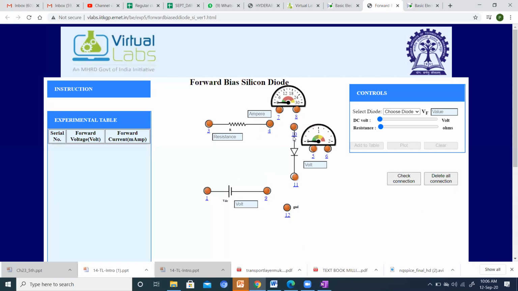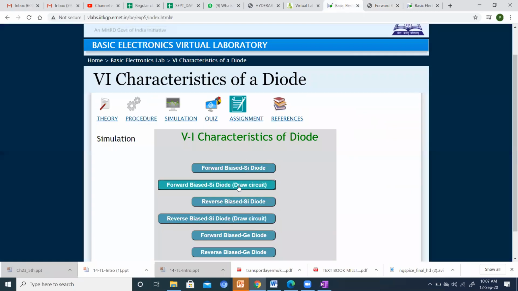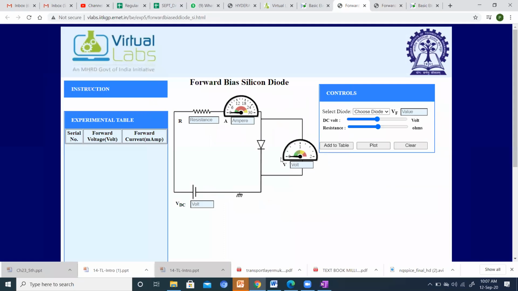If you want to draw the circuit, just go with the first one. Now, after drawing the circuit, this is the connection. So this is the circuit. First, select the diode, 1N4007. Next, set the resistance. I am taking the resistance value as a minimum of 100 ohms or 200 ohms.